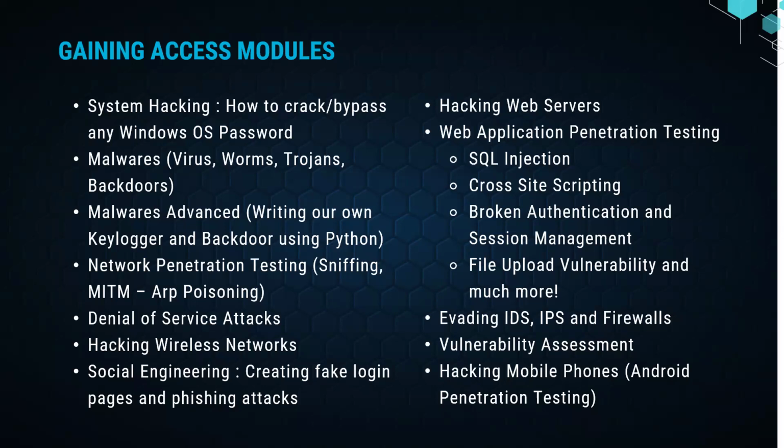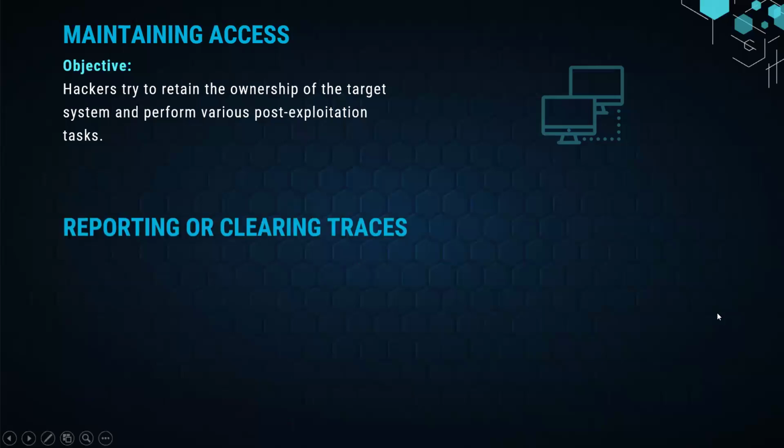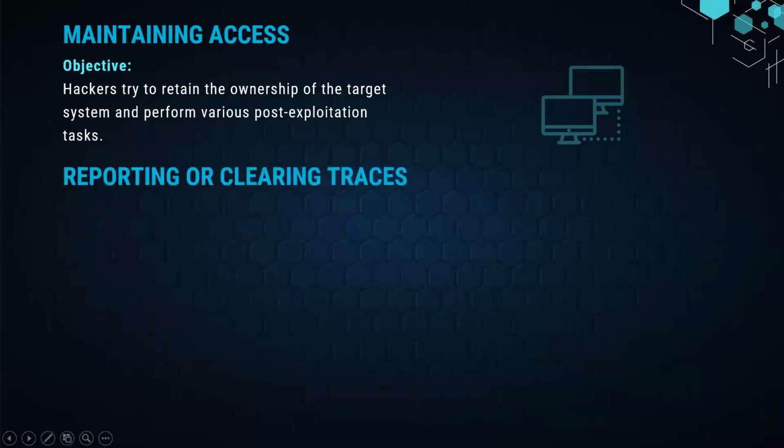Once that is done, you have the next module called maintaining access. That is where we learn how to maintain persistent connections, which means if I've attacked your phone or your computer, even if you restart your device, I should still be connected to you. That's called maintaining or retaining ownership. That's what we learn in maintaining access.